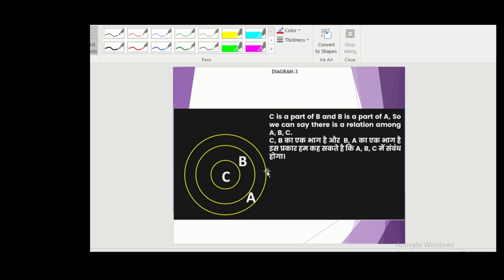Let's check the third diagram. The third diagram is: C is a part of B and B is a part of A. So we can say that there is a relationship among A, B, and C. As an example, if I say C is my finger, B is my hand, and A is my body, then my finger is of course in my hand, and the hand is with my body, right? I believe you understand what I am trying to say.